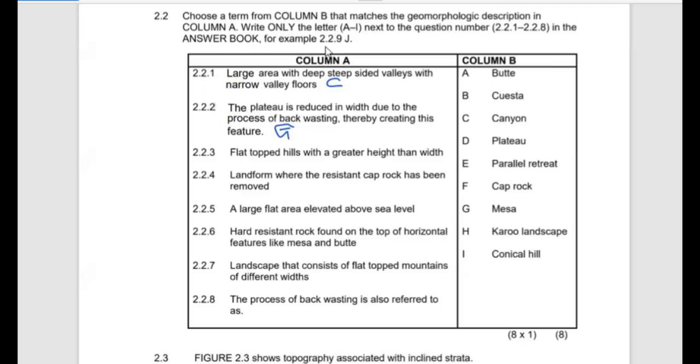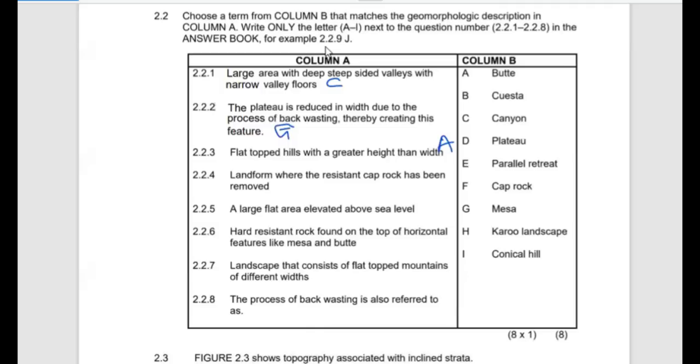Flat-topped hills with a greater height than width. The height is greater than the width, but it's flat-topped. A flat-topped landform with greater height than width is a butte. Landforms where the resistant cap rock has been removed. Now the cap rock, which was protecting the landform from extreme erosion and backwasting processes, if it's completely removed, what kind of a feature is that?